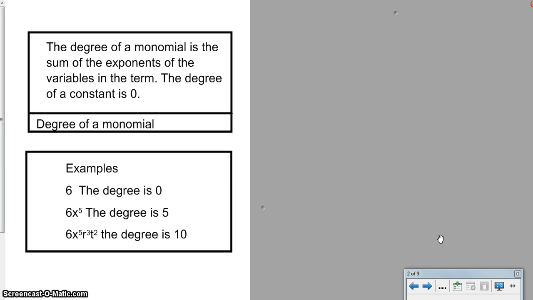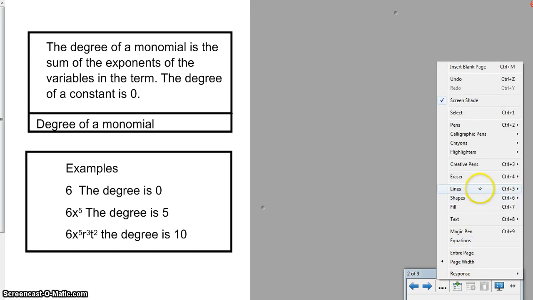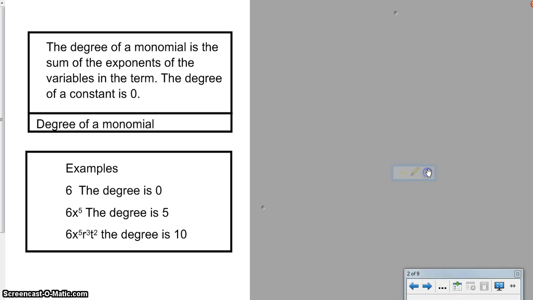So examples for the back of the card. 6, the degree of 6 is 0 because you could think of this as 6x raised to the 0 power. 6x to the 5th, the degree of course is 5. Now, look at this last example. It's a little bit tricky. 6x to the 5th, r to the 3rd, t to the 2nd. The way that you get this one is you look at the exponents. That's a 5, that's a 3, and that's a 2, and the sum of those exponents is 10.